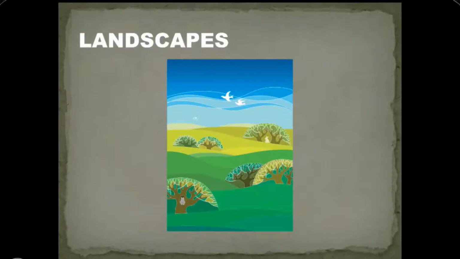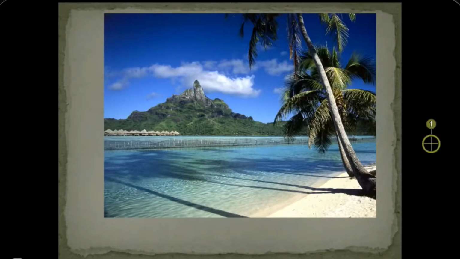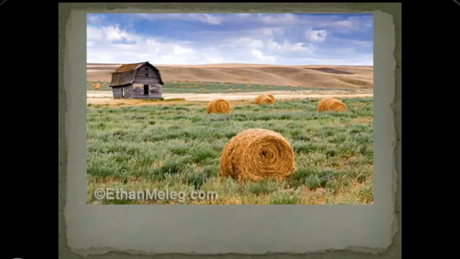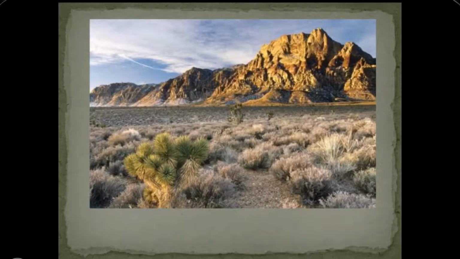Okay, third grade. Today we're going to be talking about landscapes. A landscape is an artwork that takes place outside. It includes the sky, it includes the ground. So you could have something like a mountain landscape, a beach landscape, a farm landscape, forest landscape, even a desert landscape. So landscape is anywhere outside where you can see the sky, you can see the ground. It usually covers a large space.